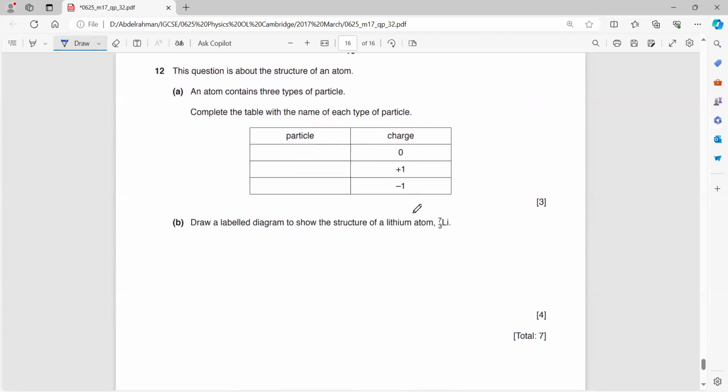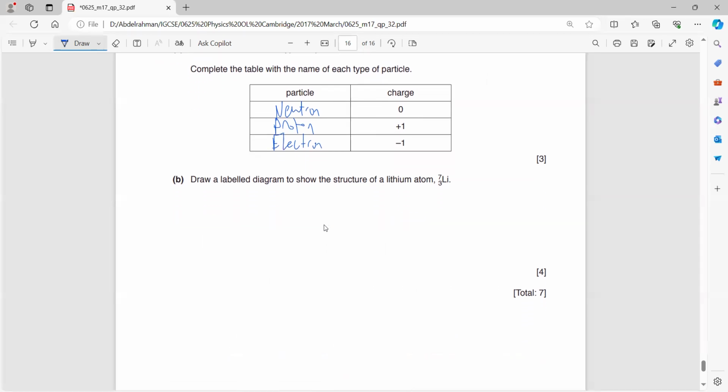This question is about the structure of the atom. I guess we all know the charges. Tell me the particles: neutron, proton, and electron. This is quite easy, three very easy marks. Draw a labelled diagram to show the structure of a lithium atom, Li 7 and 3.